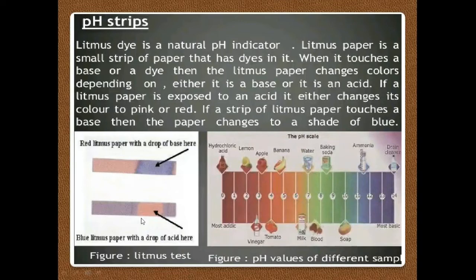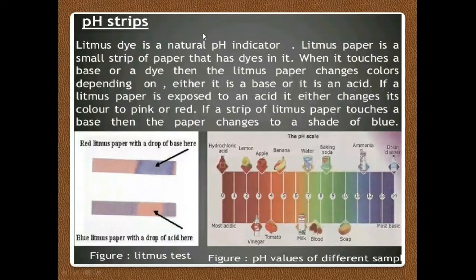See that this is actually a litmus test using litmus paper. Here pH values of different samples are given. See that water is neutral, then milk, tomato juice, apple juice, banana juice, lemon, then hydrochloric acid, highly acidic, most acidic. So the color will change. Litmus paper is used, 2 types of litmus papers, red litmus and blue litmus.